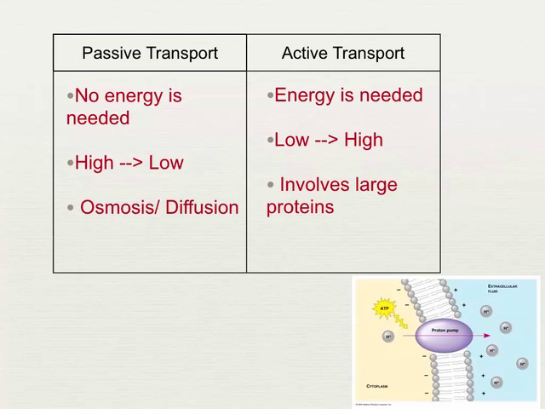One example is this protein called the proton pump, which takes hydrogen nuclei and pumps them out of the cell. But you'll notice there's a high concentration of these protons on the outside, a lower concentration inside. So this is going the opposite of what we would normally think it would. So in order to do this, it requires some energy.